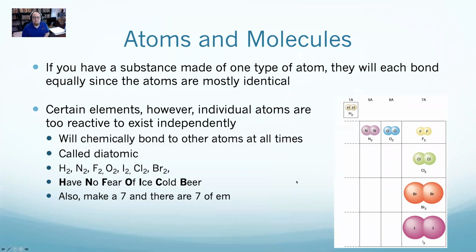They always exist as a compound. You can never just have one nitrogen atom. You have a nitrogen compound. Nitrogen compound is N2. It bonds with itself. That N2 just means 2 nitrogen atoms shoved together. And this is true for hydrogen, nitrogen, fluorine, oxygen, iodine, chlorine, and bromine. I've heard before you can remember by "have no fear of ice cold beer." I'm not going to make you memorize which ones do this, but it is going to come up from time to time. So just wanted to explain.